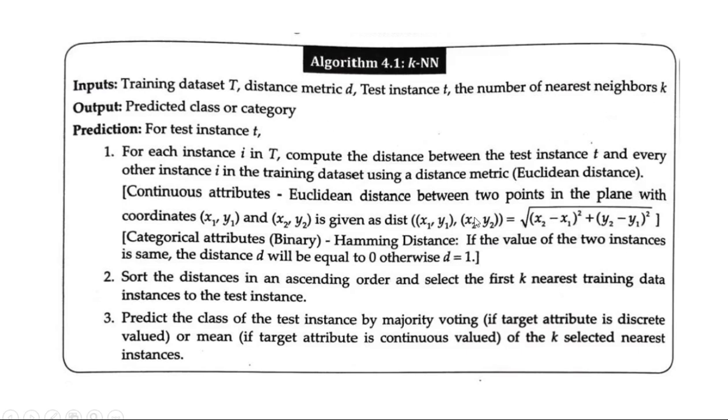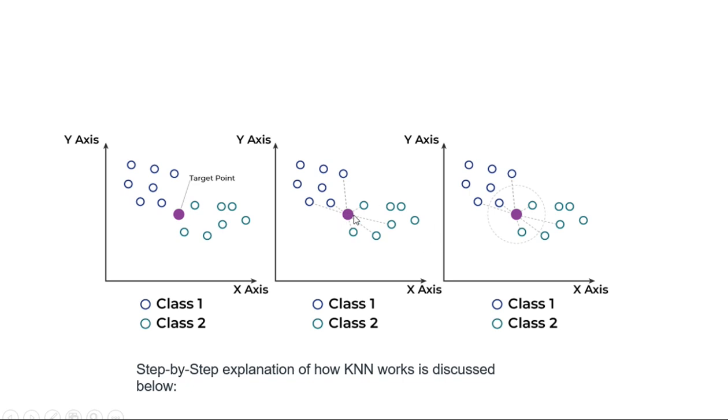Now this is the algorithm which is given in the textbook, which you might have to write for your exams. The input is the training data set T, the distance metric D, the test instance T, and the number of nearest neighbors K. That would be given as input. What you have to predict is the class or the category. In this case we are using KNN for classification purposes. What is the prediction for the test instance T?